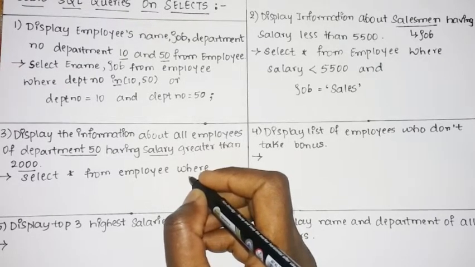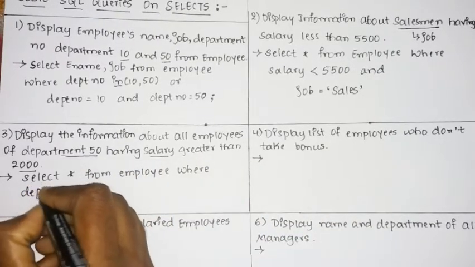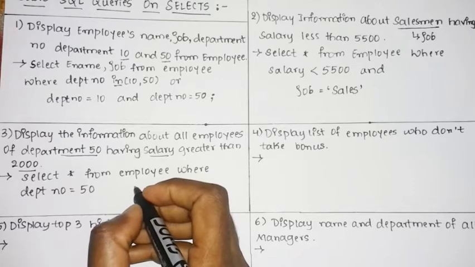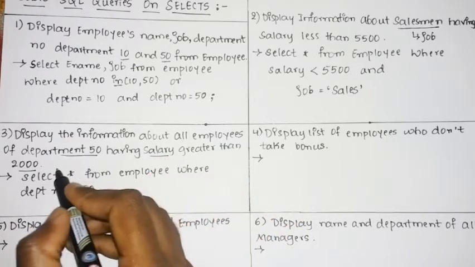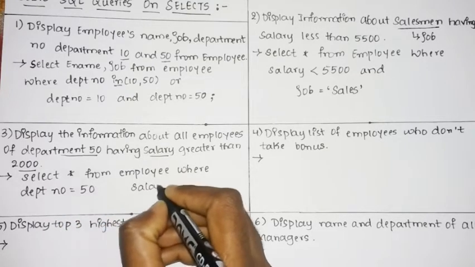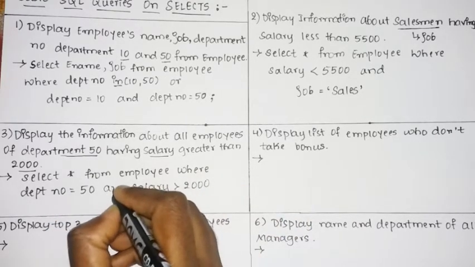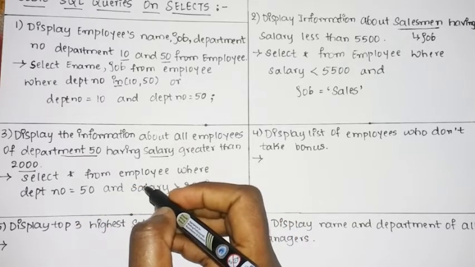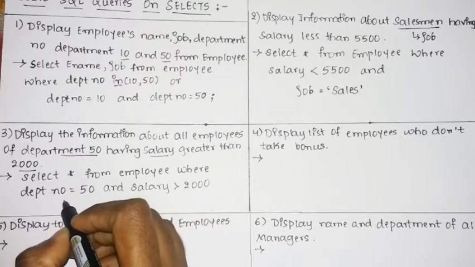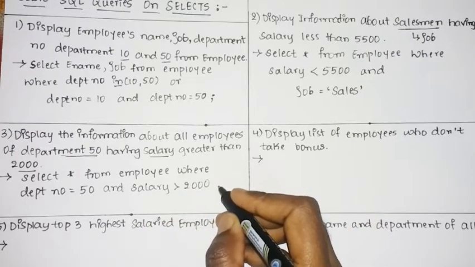Where department number is 50, so where department number equal to 50. Then one more condition is that salary should be greater than 2000. So department number equal to 50 and also salary is greater than 2000. You need to merge these two conditions. For that you have an AND keyword, which will combine them. So select star from employee where department number equal to 50 and salary greater than 2000. This is the query for this question.